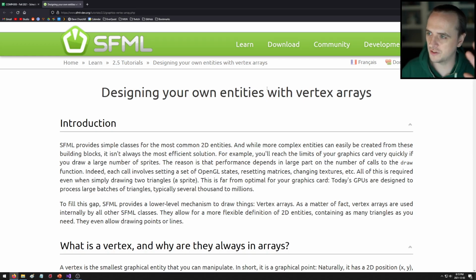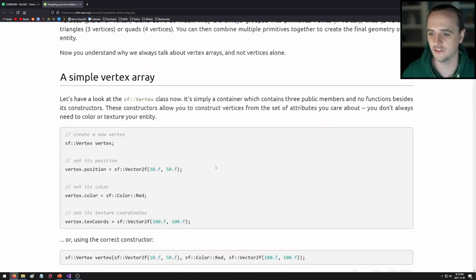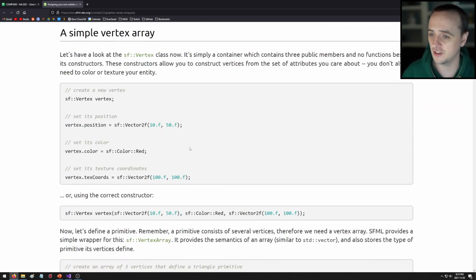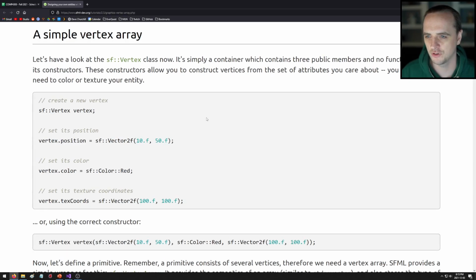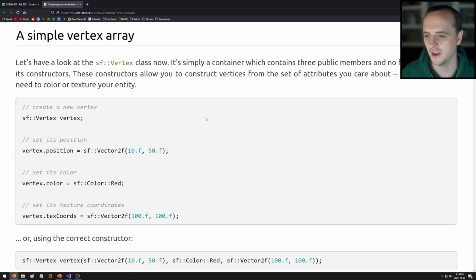So ignore the designing your own entities part, okay? Because the entities they are talking about here are different than the entities in an ECS system. What we're going to do is just look over the syntax for creating a vertex array, which is like the first third of this tutorial. So let's look at some of the code that we have here. Hopefully this is not too small for you to read. Let me make it as big as I possibly can.